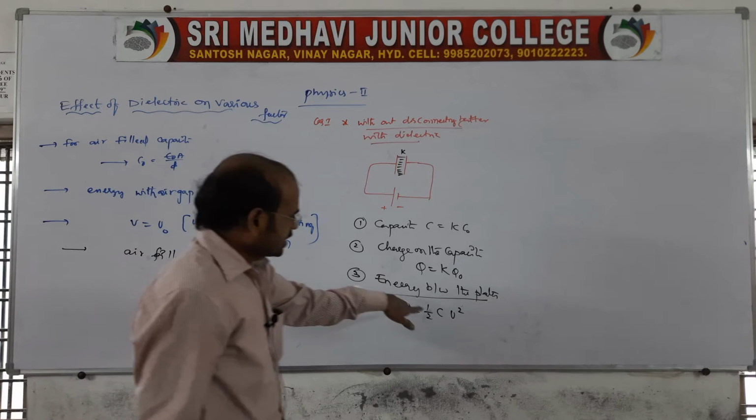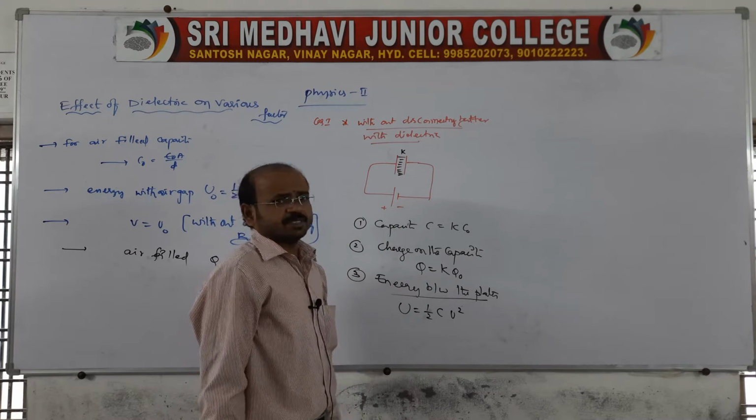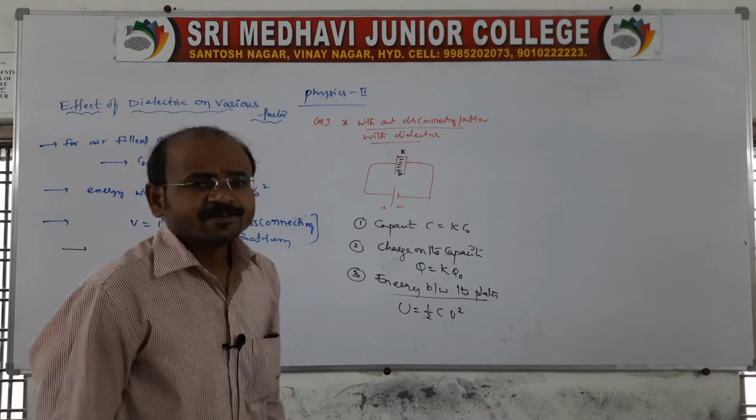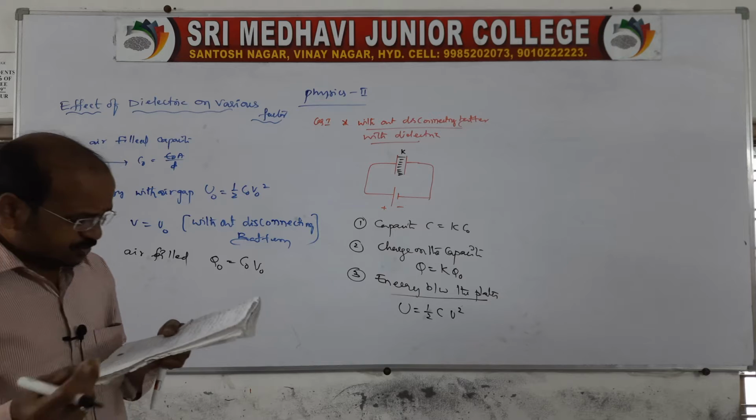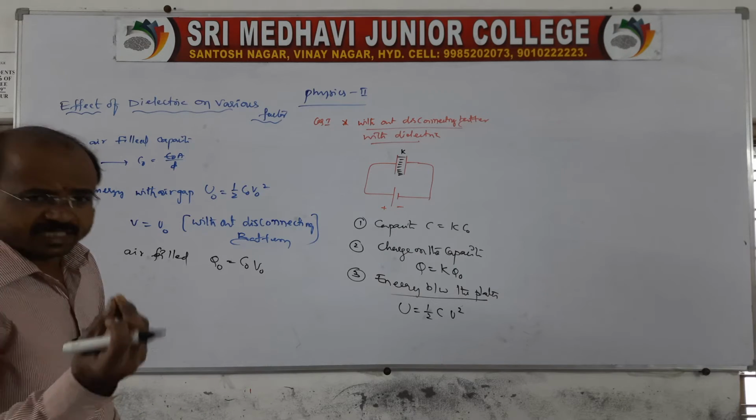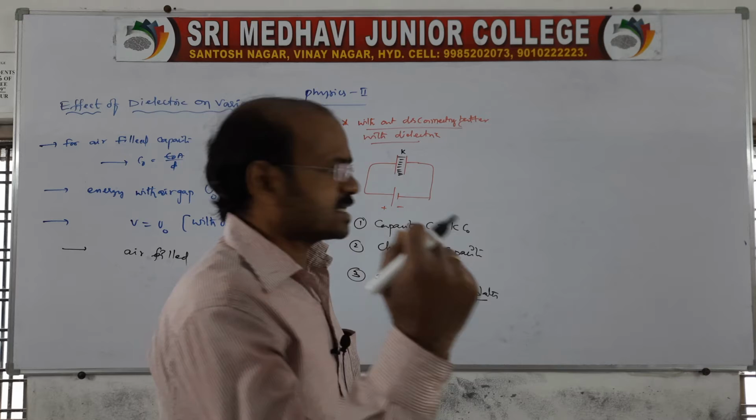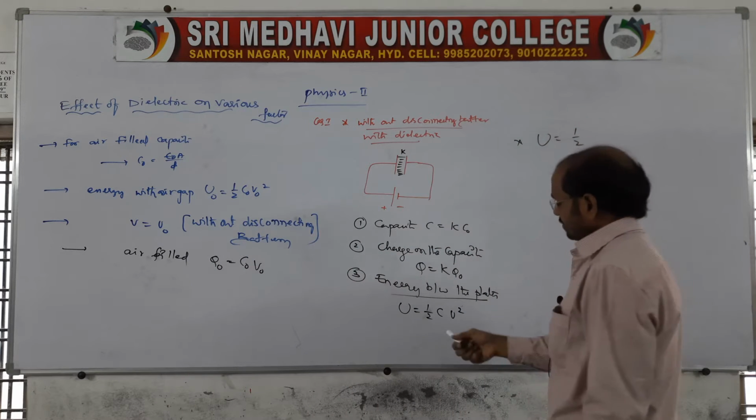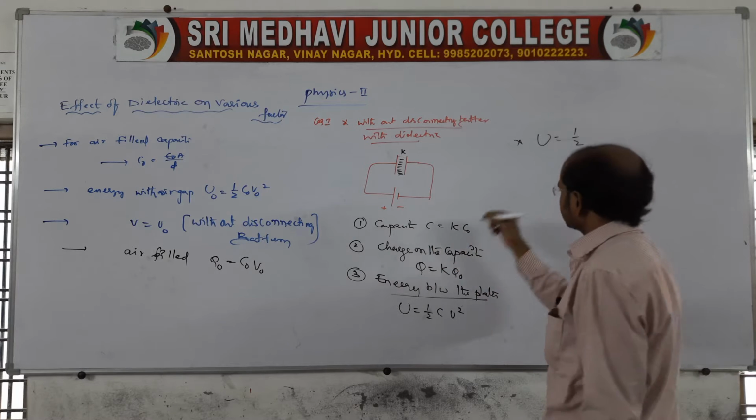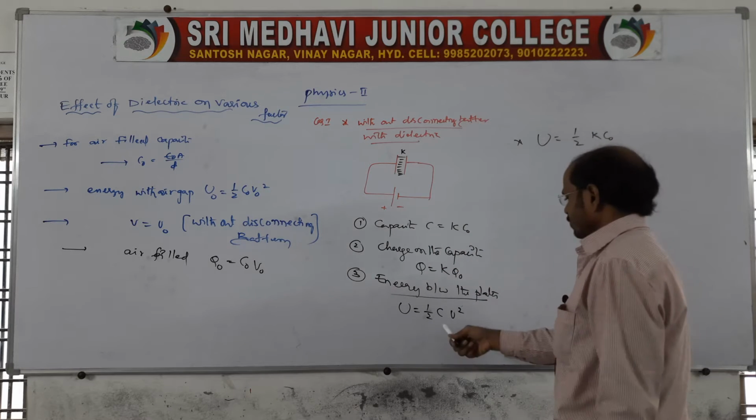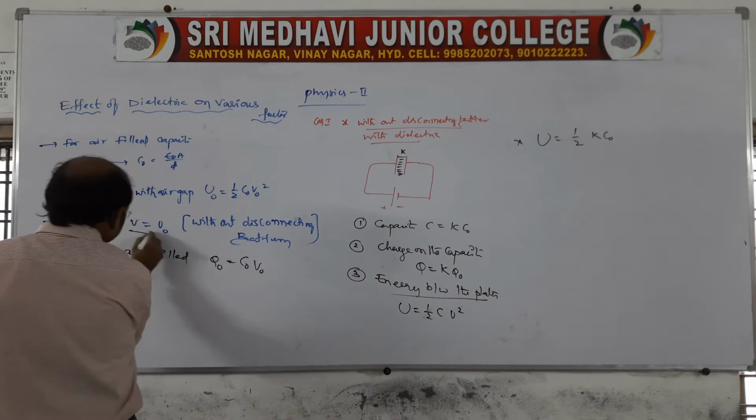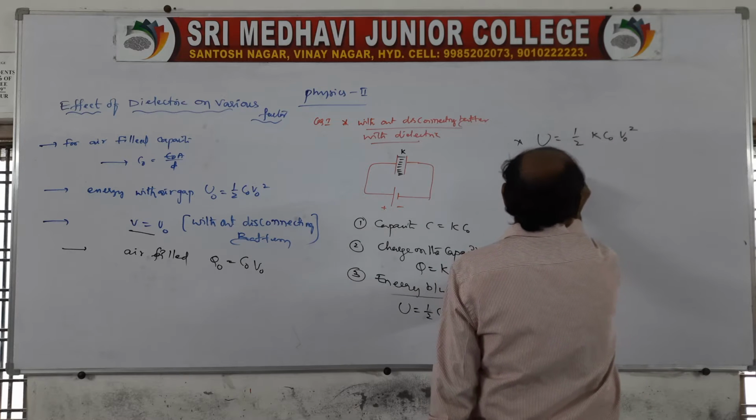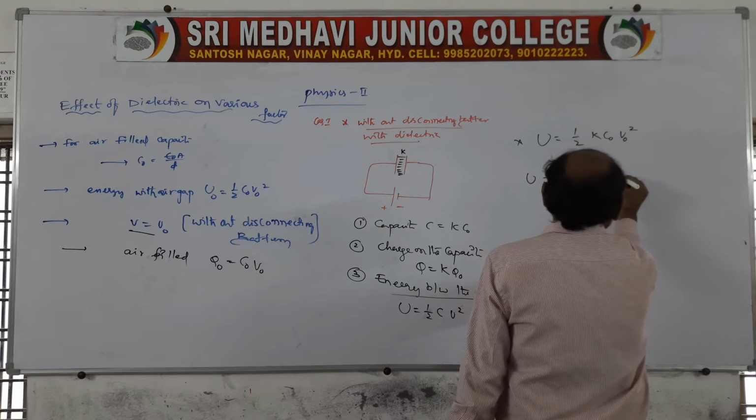Because there is a medium other than air, that is a dielectric, the energy is based on U equals 1 by 2 C V square. We need to find the energy stored when a dielectric is introduced. Of course, when a dielectric is introduced, the capacitance increases by K times. V is V naught, so U is equal to K of 1 by 2 C naught V naught square.